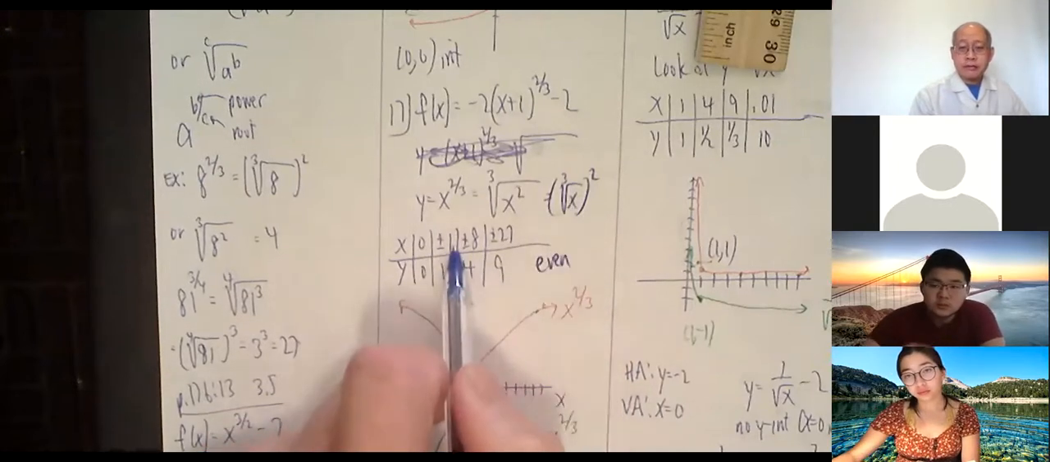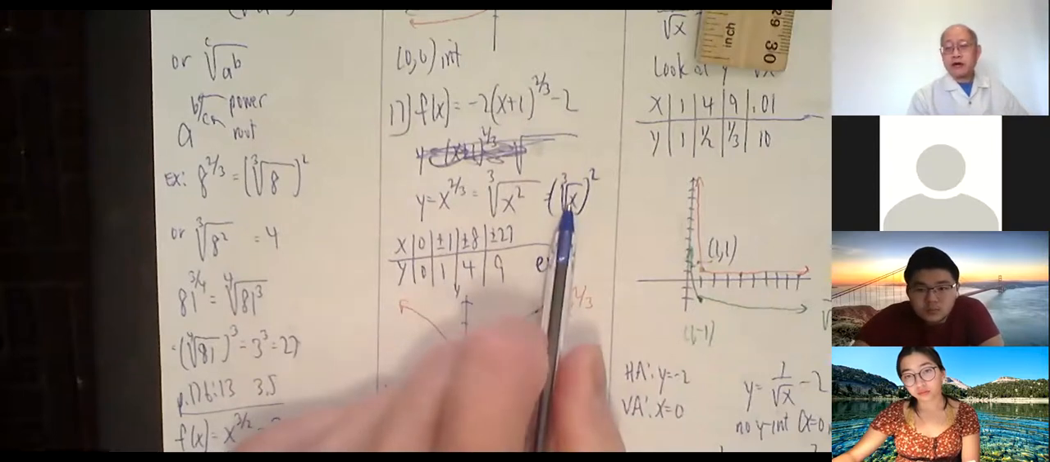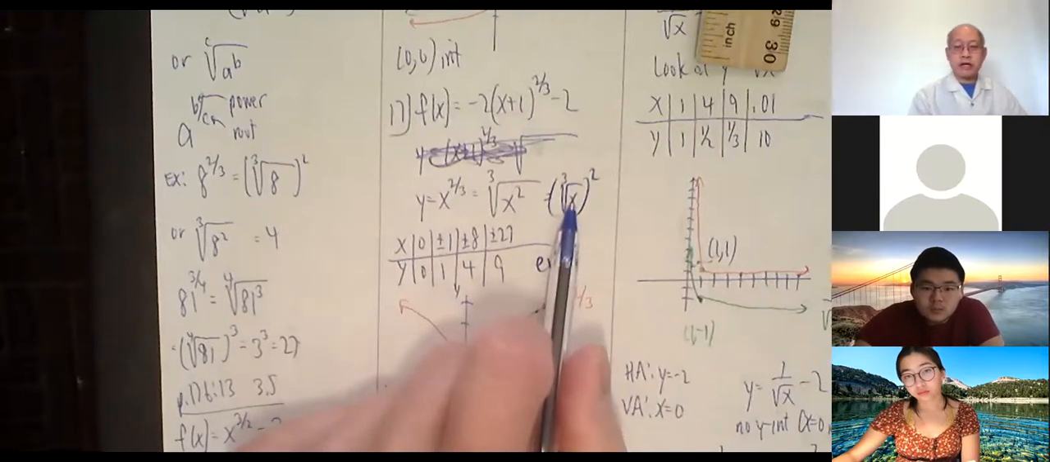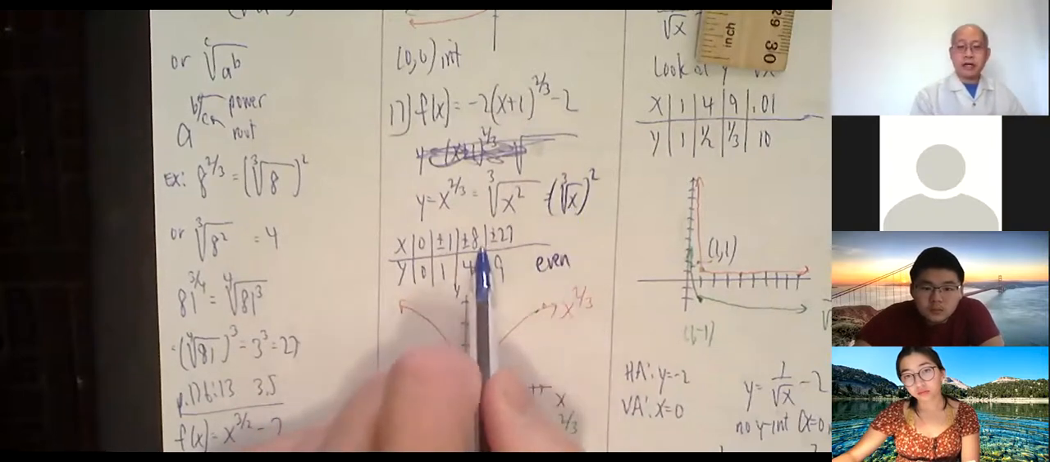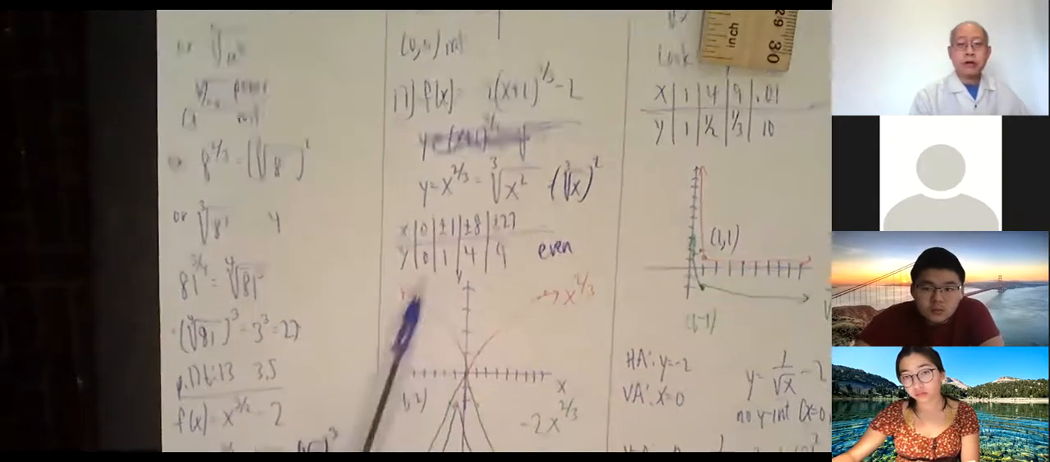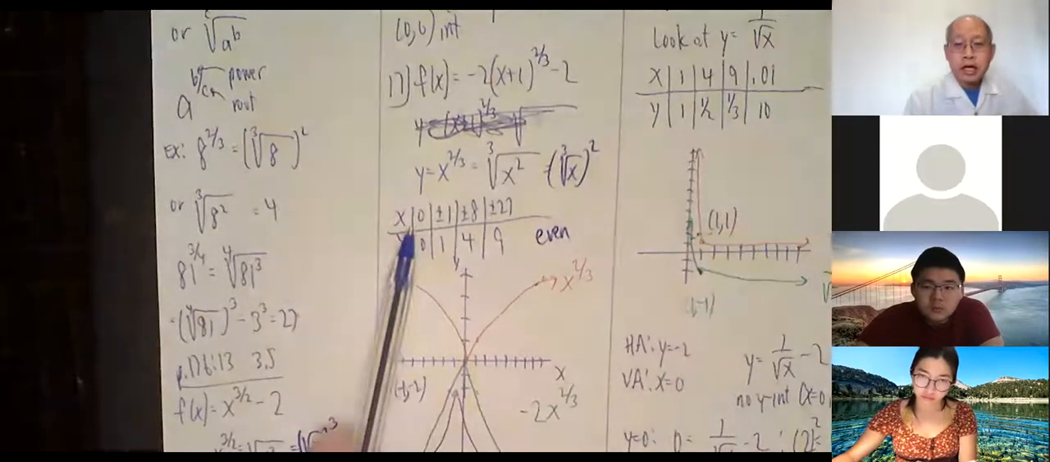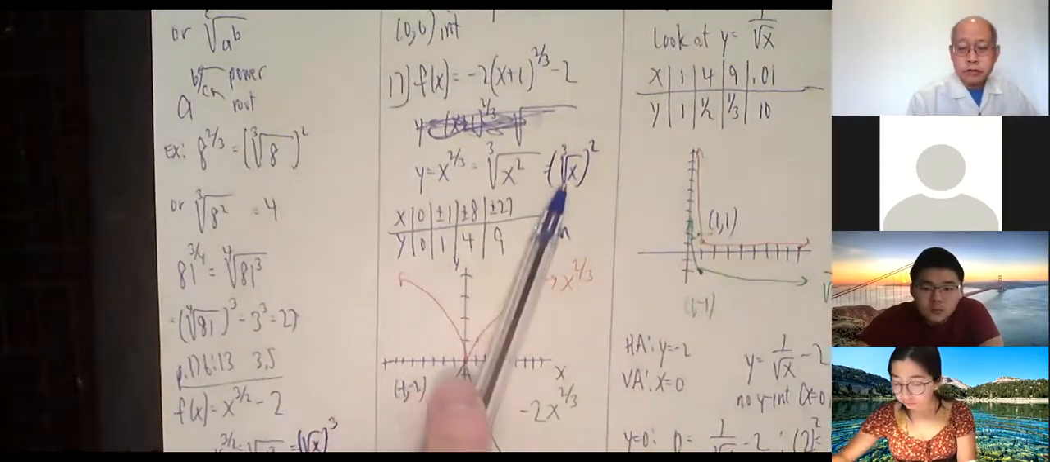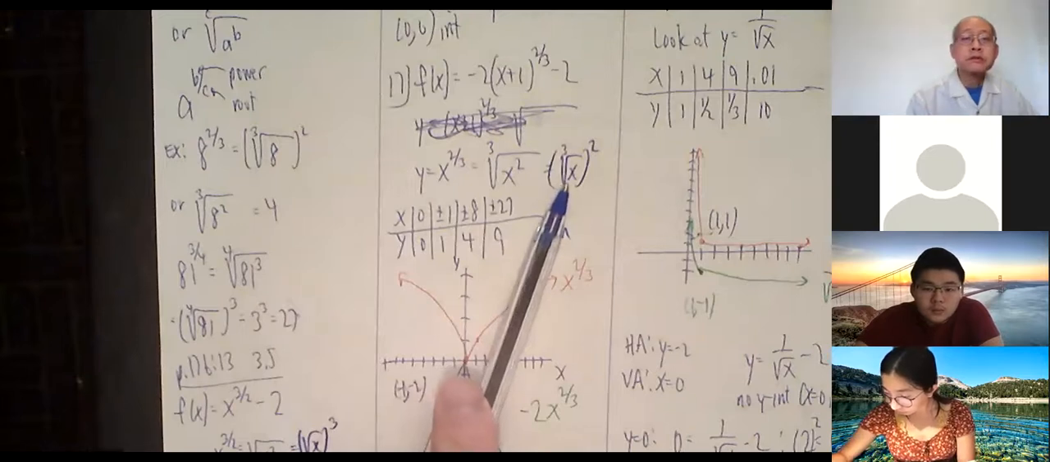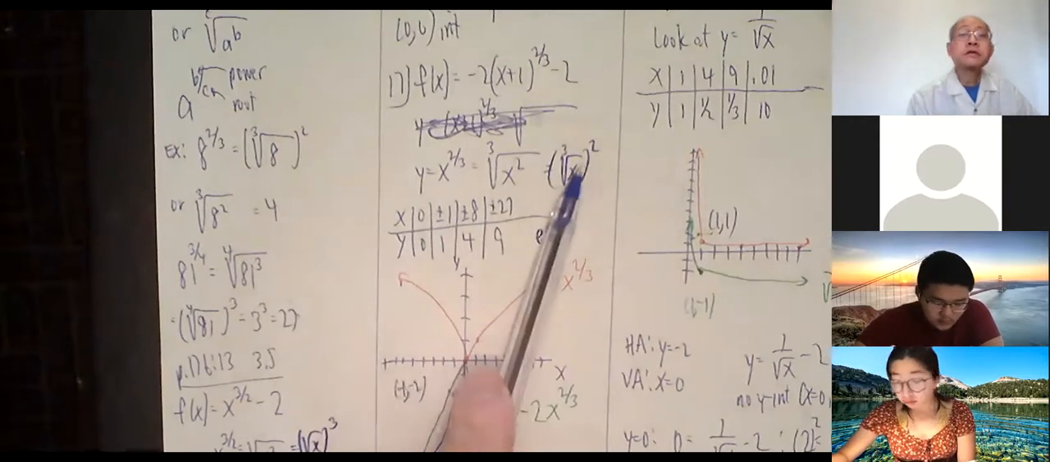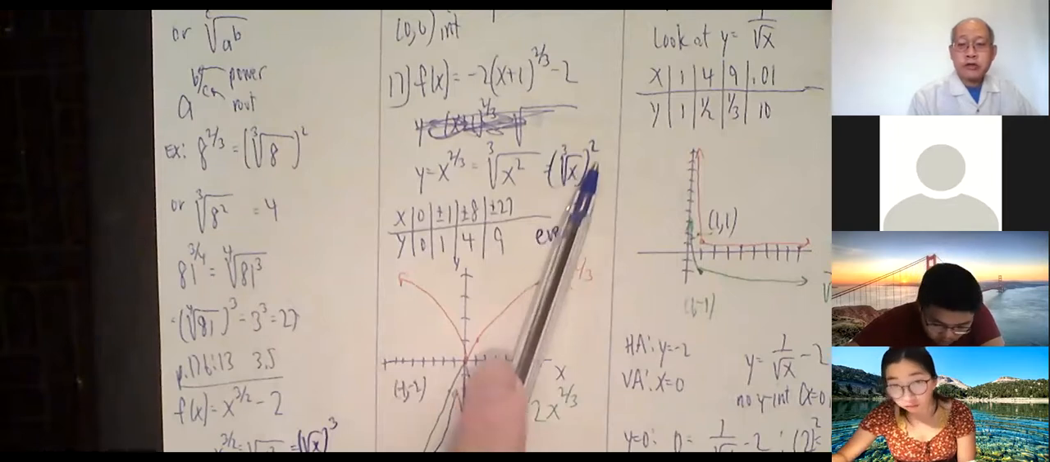See, if I were to pick 2, I don't know what the cube root of 2 is. I don't like 3. I don't like 4. But 8's going to be nice. So here's my little chart. Plug in 0: 0, 0, 0. Then 1. Cube root of 1 is 1. Square root is still 1.